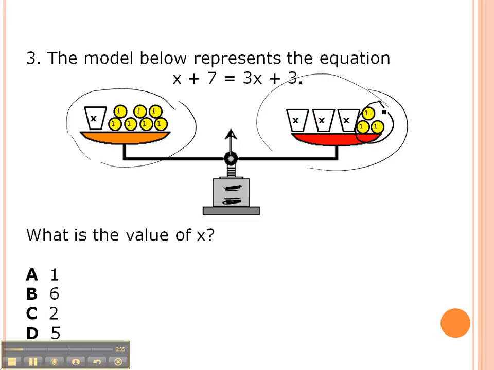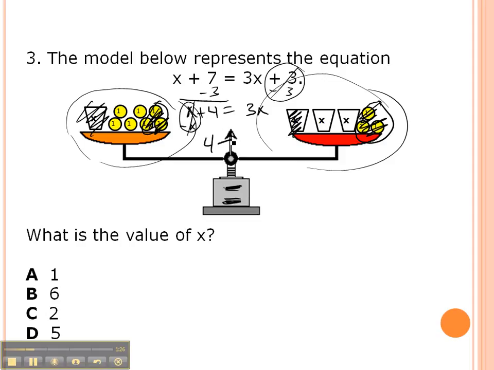First thing I'm going to do is take 3 chips off of this side of the scale. If I do that, I have to take 3 chips off that side of the scale, which is essentially subtracting 3 from both sides of the equation, because that equals 0. And then I have x's on both sides of my equation. I only want x's on one side. So I'm going to get rid of 1x there and 1x there, which is like subtracting x from both sides.